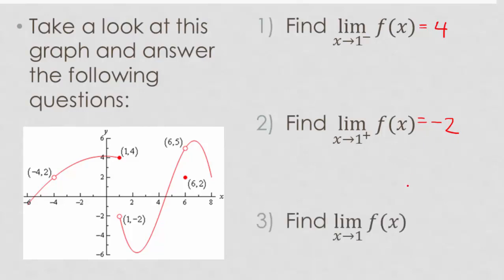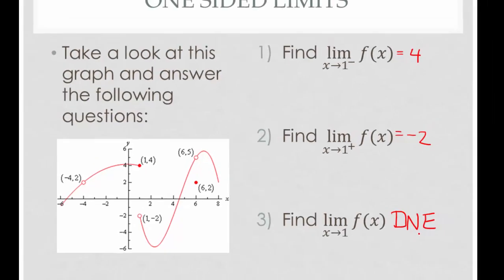So when we ask what is the limit as x approaches 1 on f of x, this was the question we couldn't answer before. Notice the left-hand limit is 4, the right-hand limit is -2. Your left and your right do not agree, which means overall this limit does not exist. And that is abbreviated, of course, shorthanded, DNE. It doesn't exist because the left and the right don't agree.